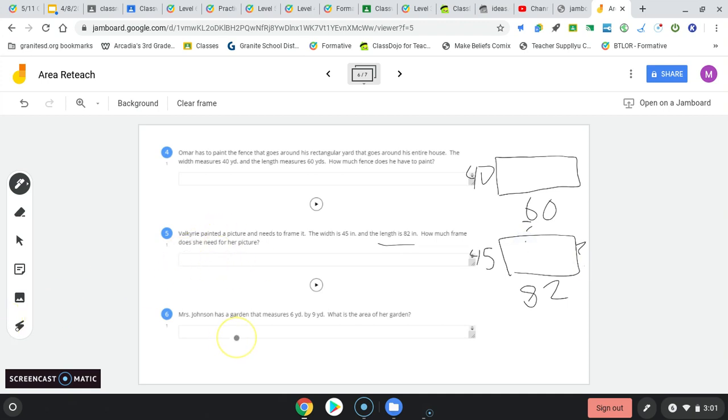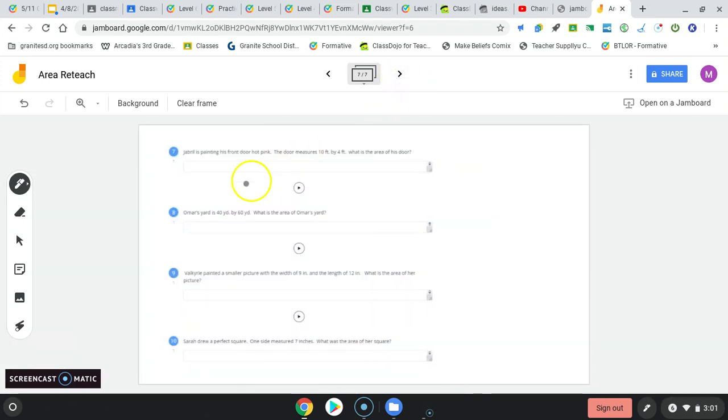Okay, 6. Here's where we switch into area. Miss Johnson has a garden that measures 6 yards by 9 yards. What is the area of the garden? So remember, you just need to multiply, right? We give you a width and a height. You need to multiply. Okay, Jabril is painting his front door hot pink. The door measures 10 feet by 4 feet. What is the area? So just remember the formula. It is width times length to figure out area, right?